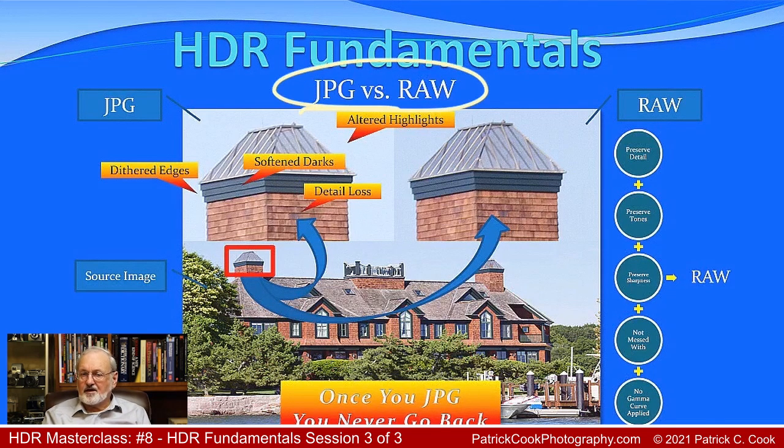However, Jpeg does a lot of damage to an image. As you'll notice here, we have attributes such as dithered images or edges, or edges that have been softened. There's not a clear distinction between one edge and another, and that's called a dithered edge. Dithered edge obviously does a lot of damage to the image, especially if it has a lot of straight lines. You'll see softened darks, you'll see altered highlights. There's a lot of damage actually that's done to an image by compressing it with a Jpeg algorithm. Probably more importantly is that we have detail loss.